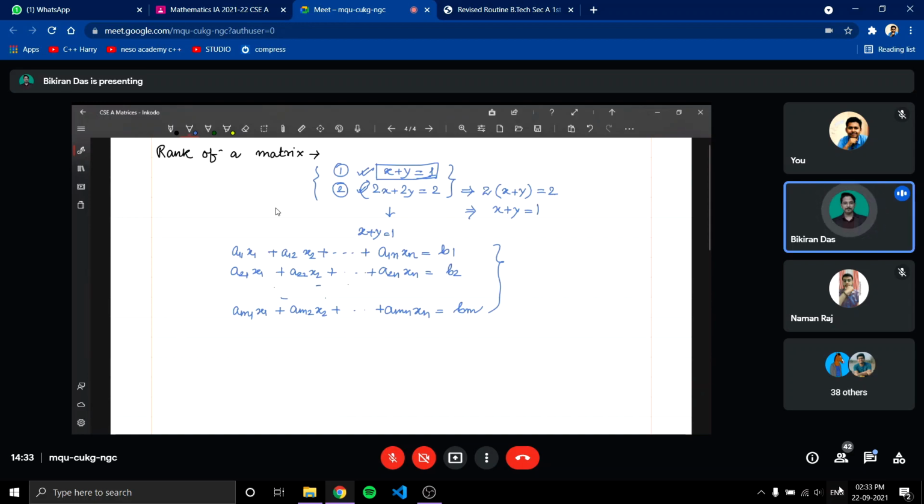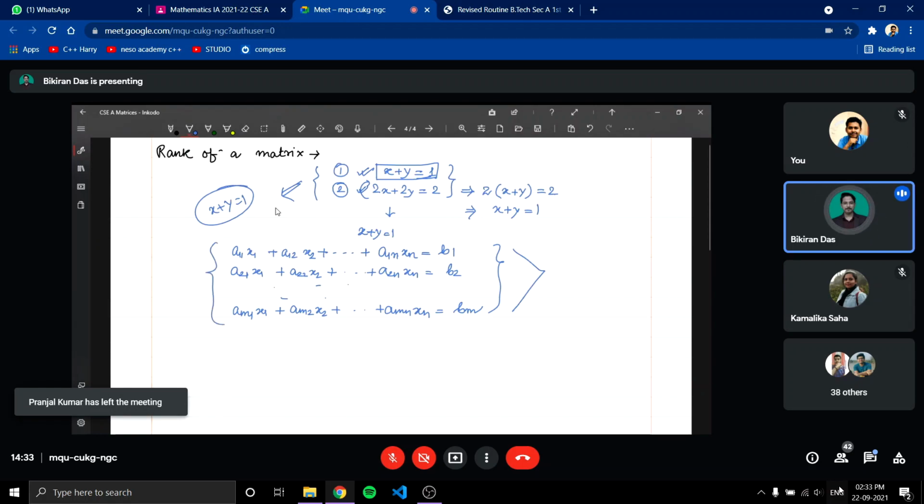So what you can see from this one is that these two equations are basically reduced to a single equation, x plus y equal to 1. Similarly, from here also it may happen. It may happen that the number of equations reduces to r, where r is less than or equal to the original number. So how do we find out which equations are the independent ones and which are the dependent ones, which can be deduced from the others?